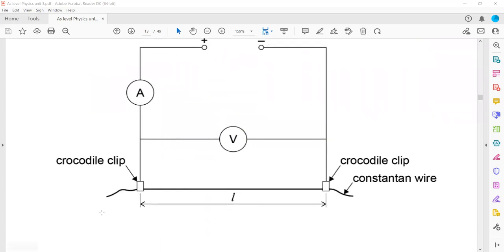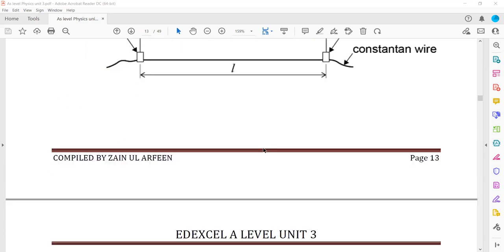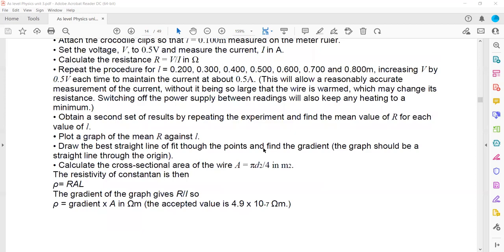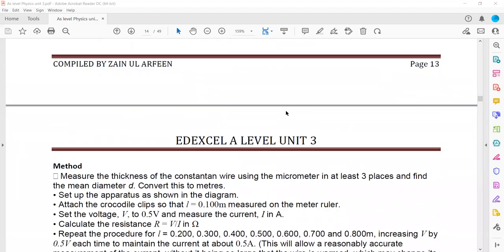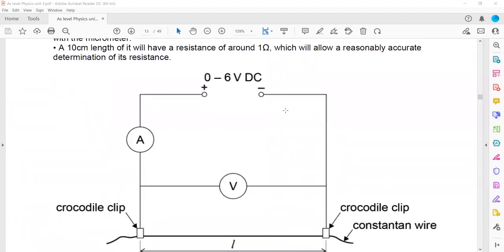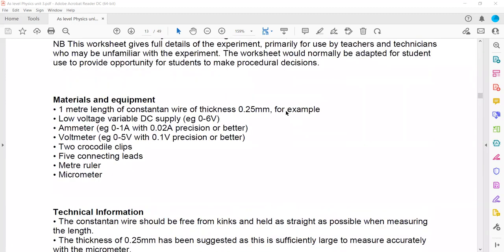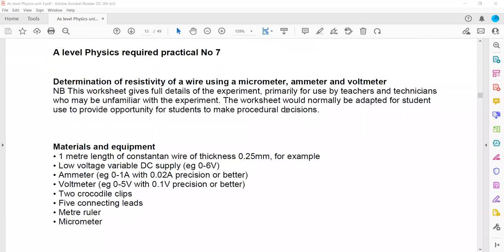As you can see here, using crocodile clips, we measure the length between the two crocodile clips, the voltage, the current, and the area of cross section of the wire. So we use the formula R equals rho L by A to determine the resistivity. Is it clear, this experiment, how to work out the resistivity of a wire? Any doubt in this?